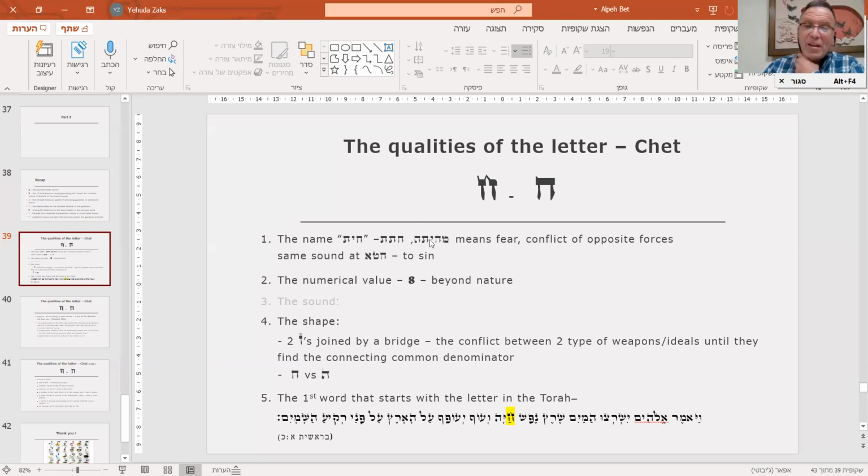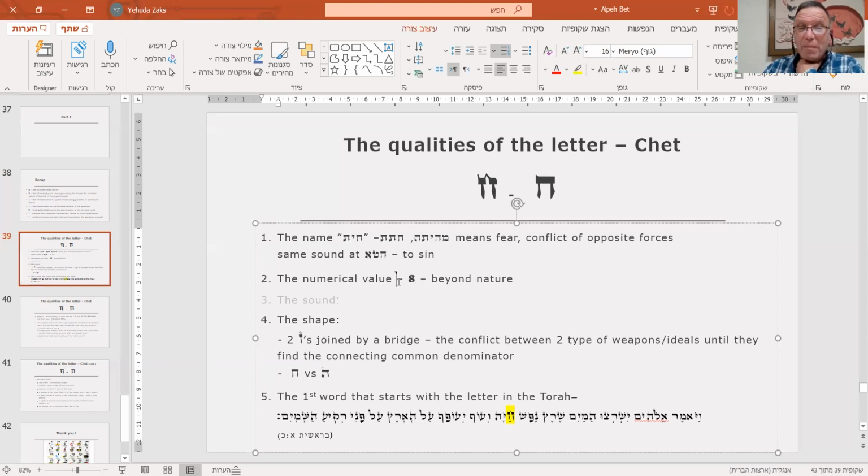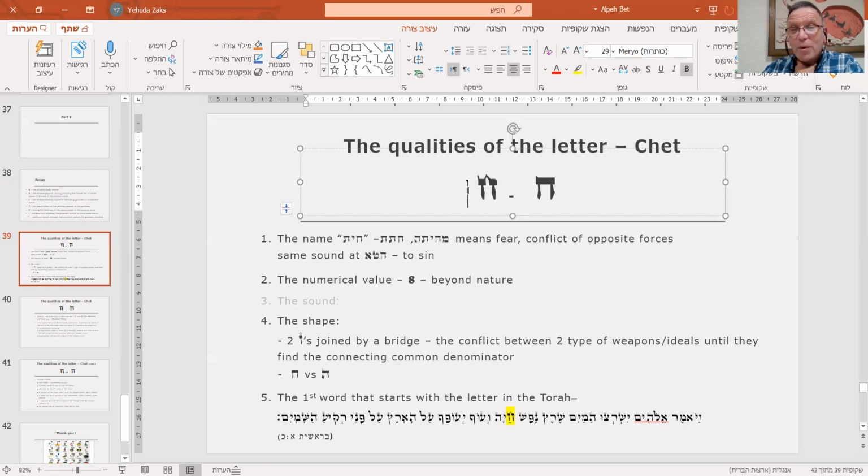So coming back to our list, we have the name, we have the number 8, the shape of the Chet. Let's look at the Ashkenazi one first. If you look carefully, there are actually 2 letters here, joined by this little bridge in the middle. Can you see 2 zayins? If you look at the letter zayin, I'm even going to write a zayin here. This is the zayin, and this is the zayin. It's just a bit bigger. So the Chet is actually 2 zayins joined together by a bridge.